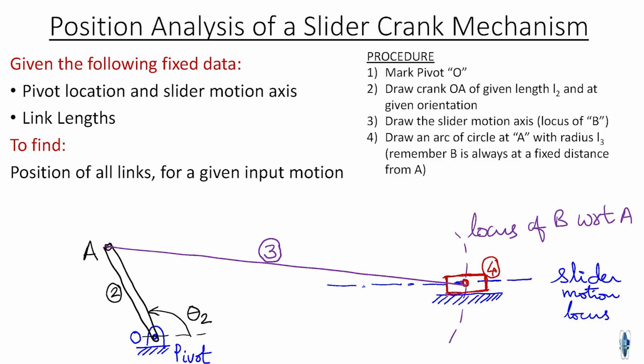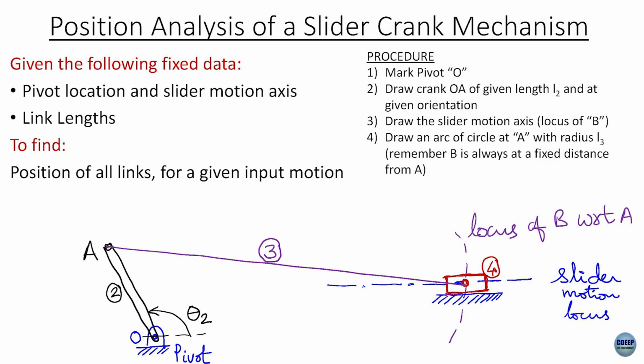Wherever it intersects the locus of B, the absolute position locus is the sliding direction. Absolute position of B is this direction. Locus of B with respect to A is the circular arc of radius LAB with center at A. Wherever these two intersect, that would be the position of B, right? Fairly simple. So, I just completed the position analysis. I connect up the piston and the connecting rod.